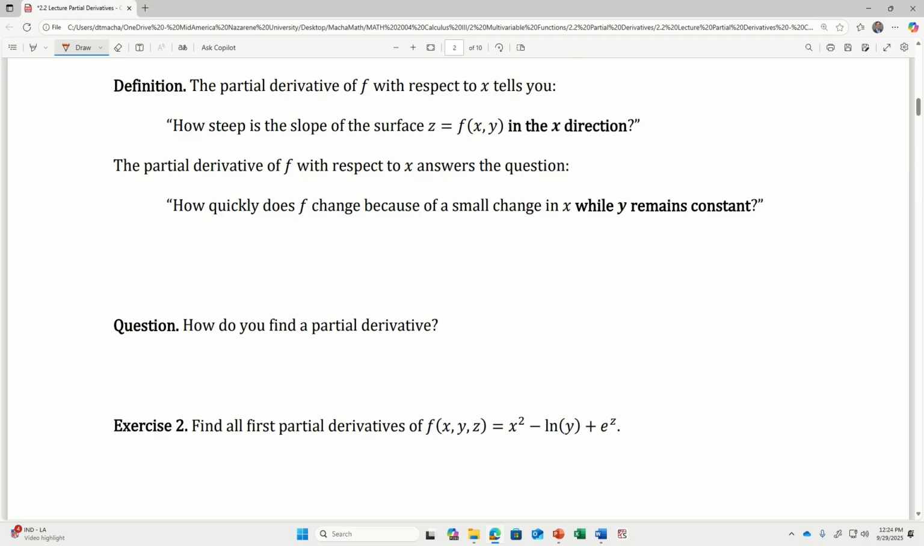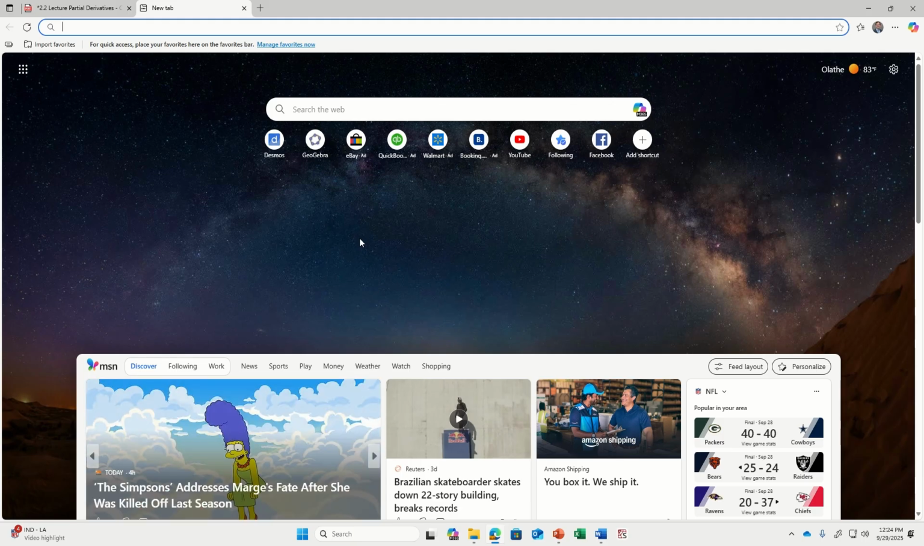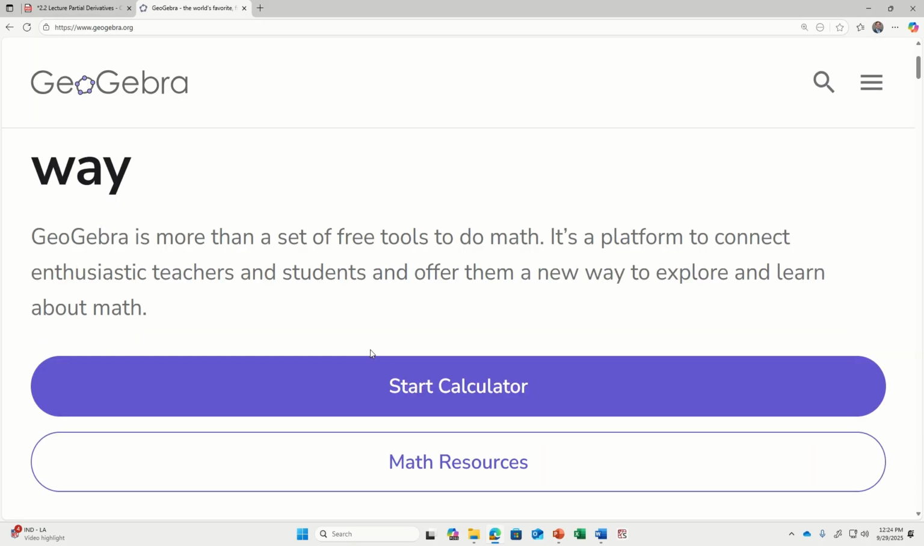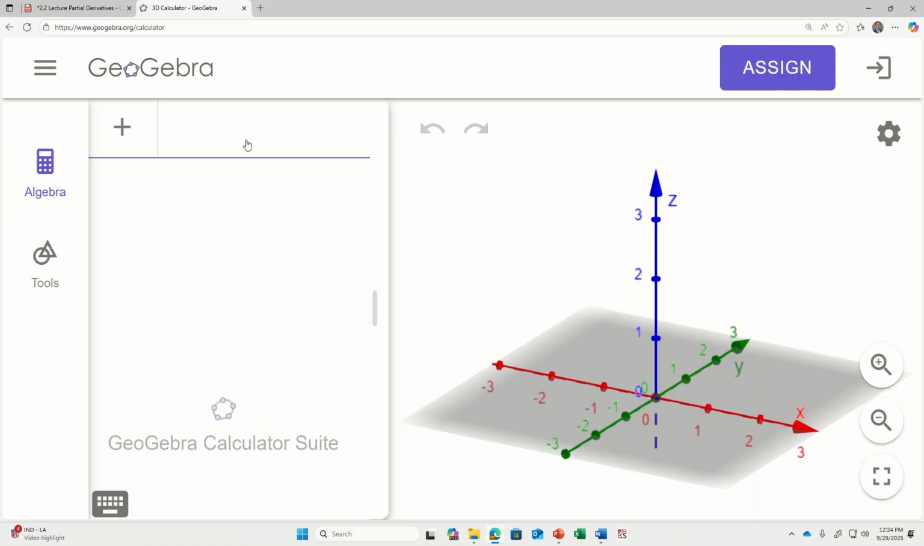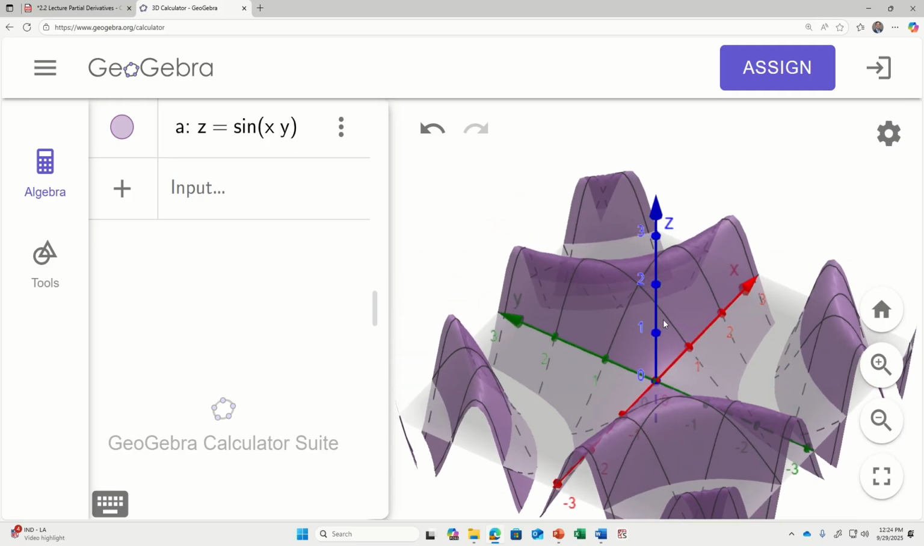Now, the partial derivative of f with respect to x tells you how steep is the slope of my surface in the x direction. Let me try to come up with a little picture to look at. Because if I've got a function z equals, I don't know what a nice function is, sine of x times y. So this is a surface and it depends on x and y.